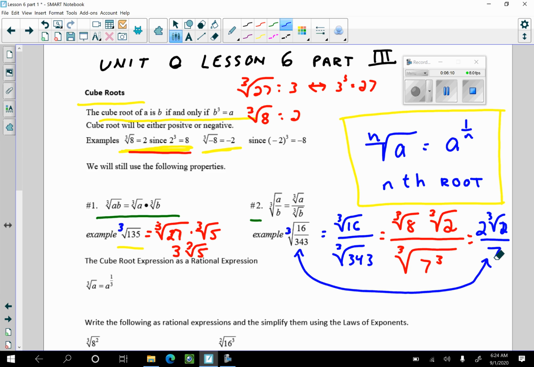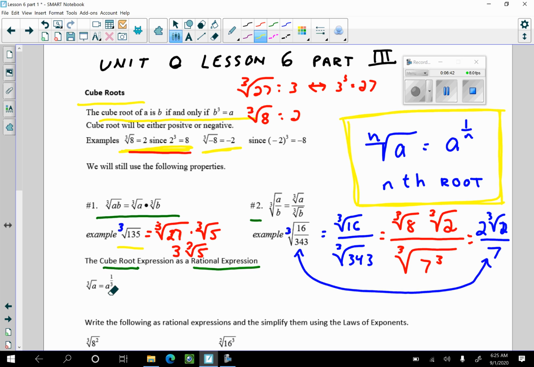Okay, so now we're going to write this cube root expression as a rational exponent expression. We're going to use this property that I have circled in yellow up here. There's a lot going on in this particular lesson. Still a vital review for our upcoming pre-calculus, and more importantly, our calculus.